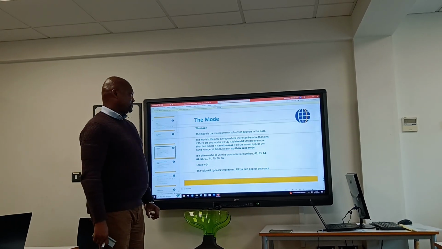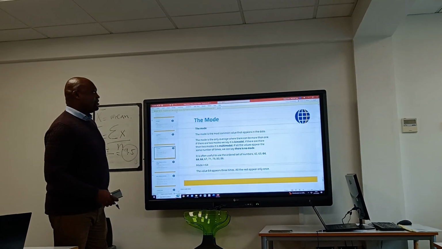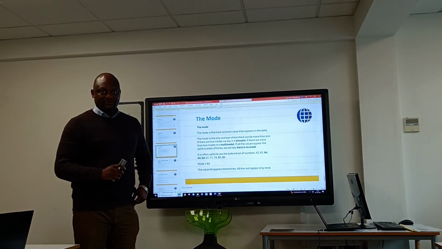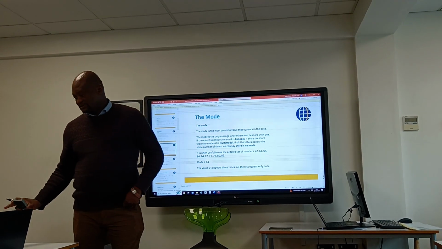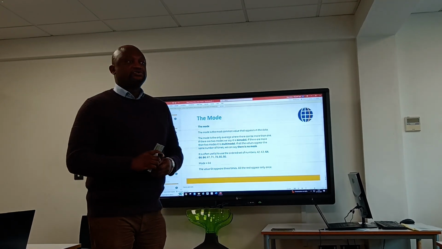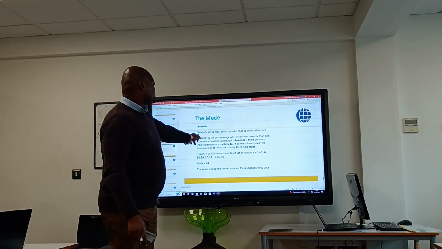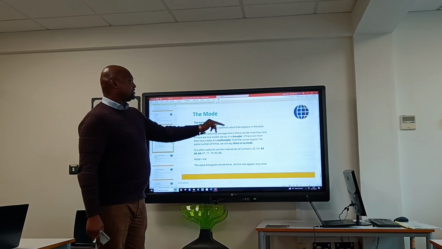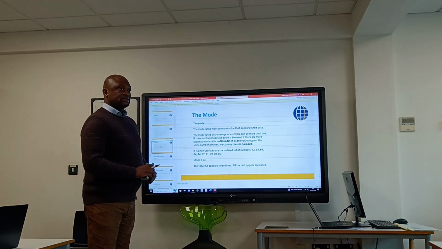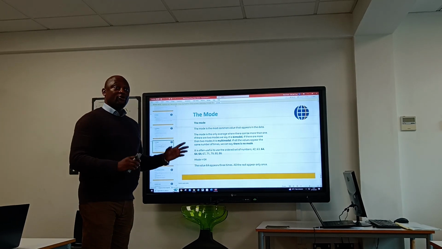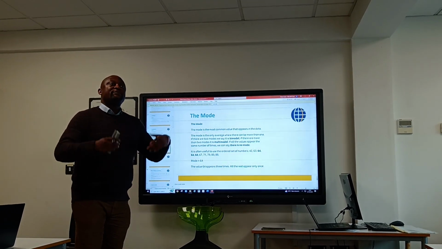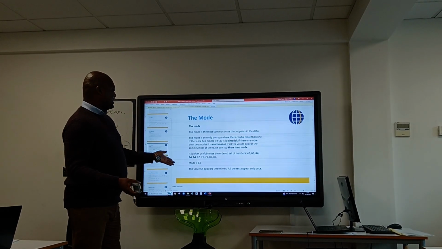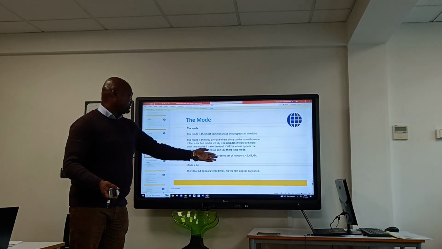Let us look at the mode. What is the mode? The mode is the most common value that appears in the data set. Can you follow me, please? So we are saying that the mode is the most common value that appears in the data. Common means appearing many times. For example, we have this data set which has been given to us.